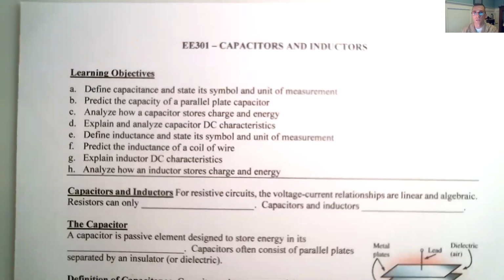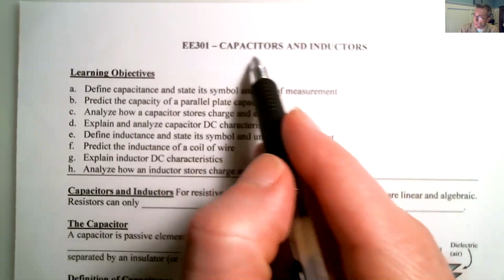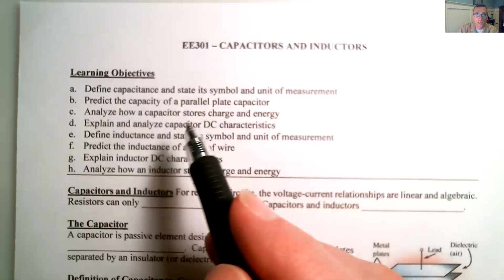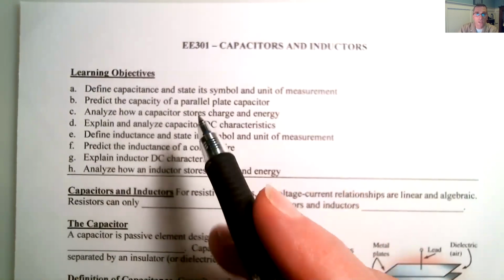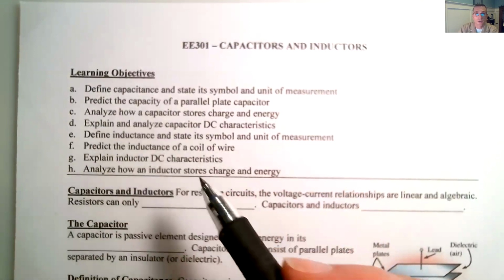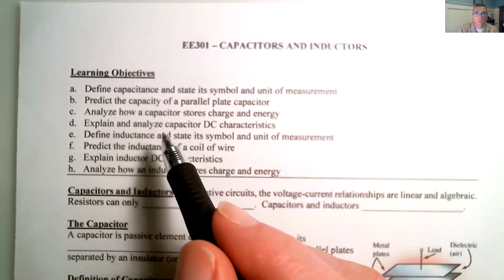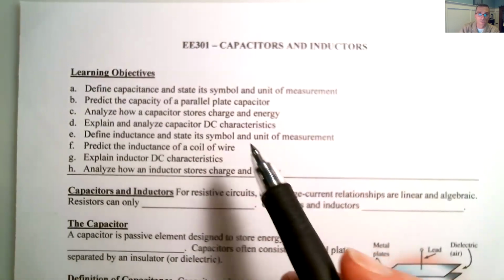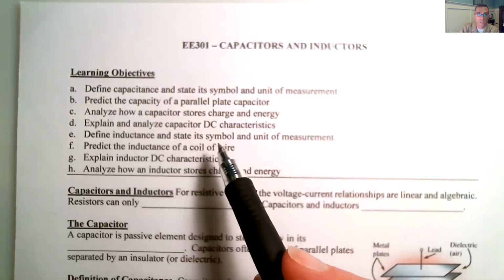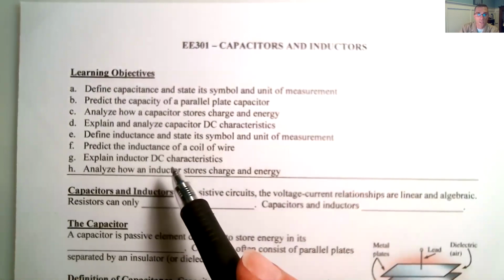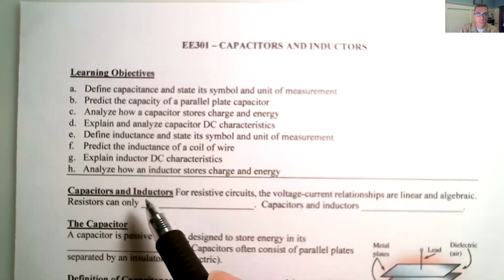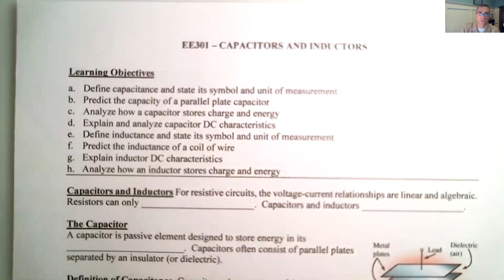I'm going to share my screen and we'll start with capacitors and inductors. We're going to define capacitance, state its symbol and unit of measurement, predict the capacitance of a parallel plate capacitor, analyze how a capacitor stores charge and energy, and explain and analyze capacitor DC characteristics. Then we move into inductors: define inductance and state its symbol and unit of measurement, predict the inductance of a coil of wire, explain inductor DC characteristics, again DC, and then analyze how an inductor stores charge and energy.